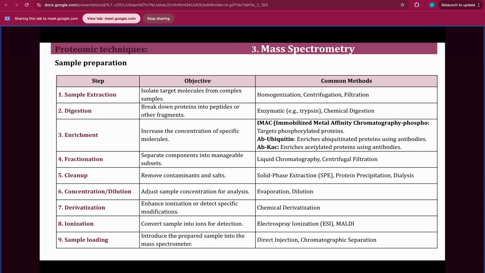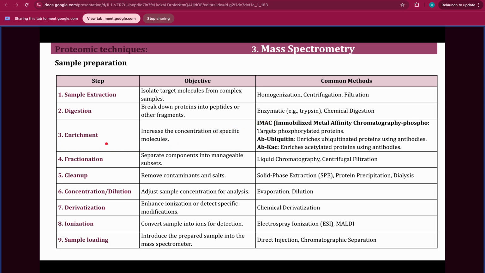Now let's look at the step by step procedure. The first thing is sample extraction. As we have seen previously, from any tissue or biological sample we will take the sample. Now we have to digest it, because in mass spectrometry we require smaller peptides. We do not look at the entire protein at the same time, because proteins are quite large, so we need to break them into different peptide units. For breaking that, we use tryptic digestion methods, or we can also perform chemical digestion, so that we can break the larger protein into smaller peptides.